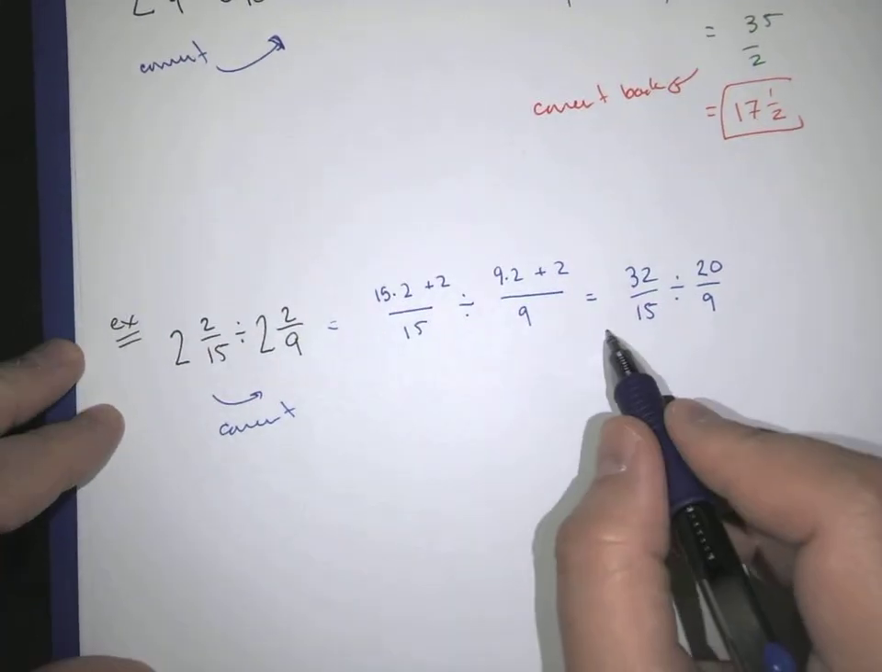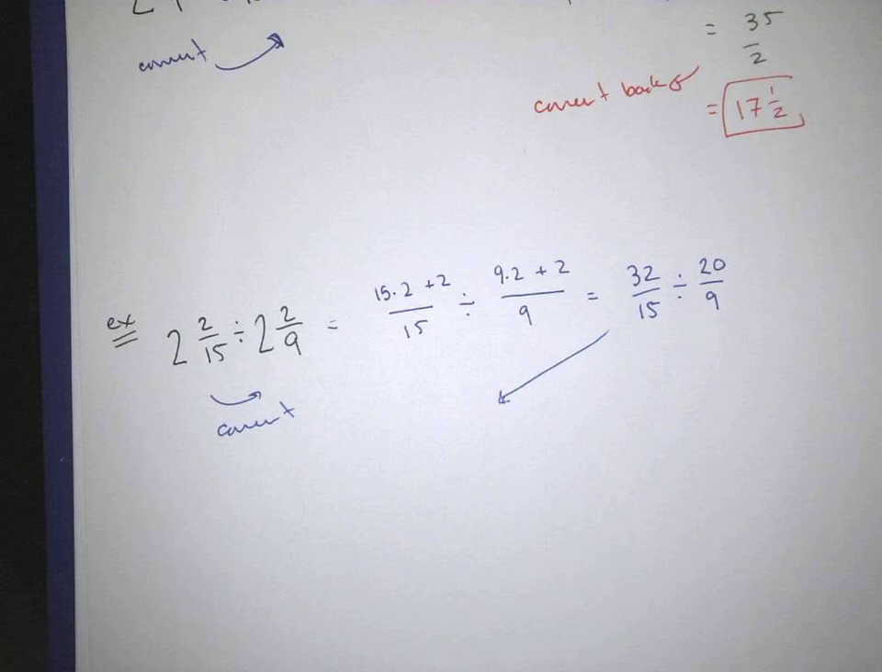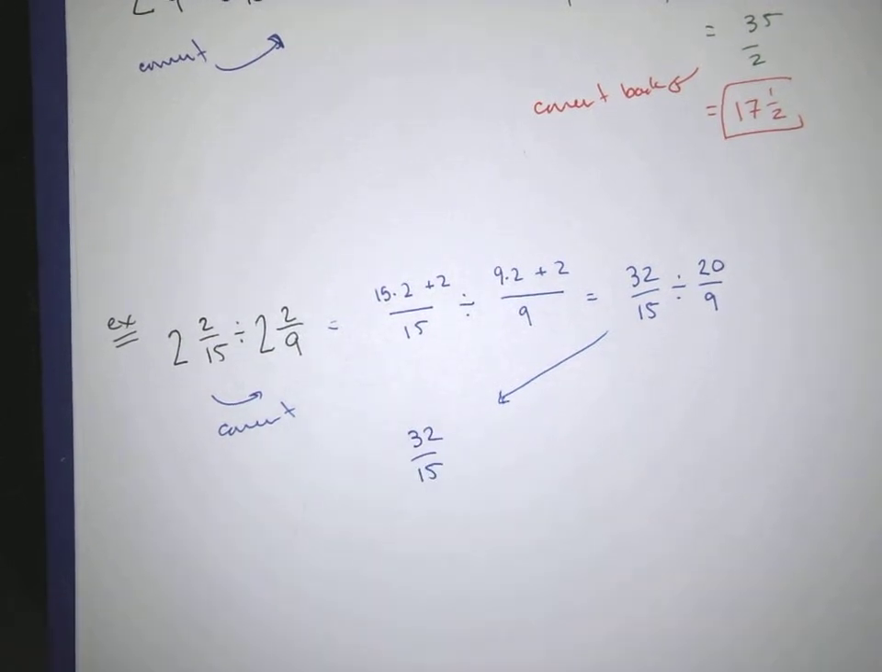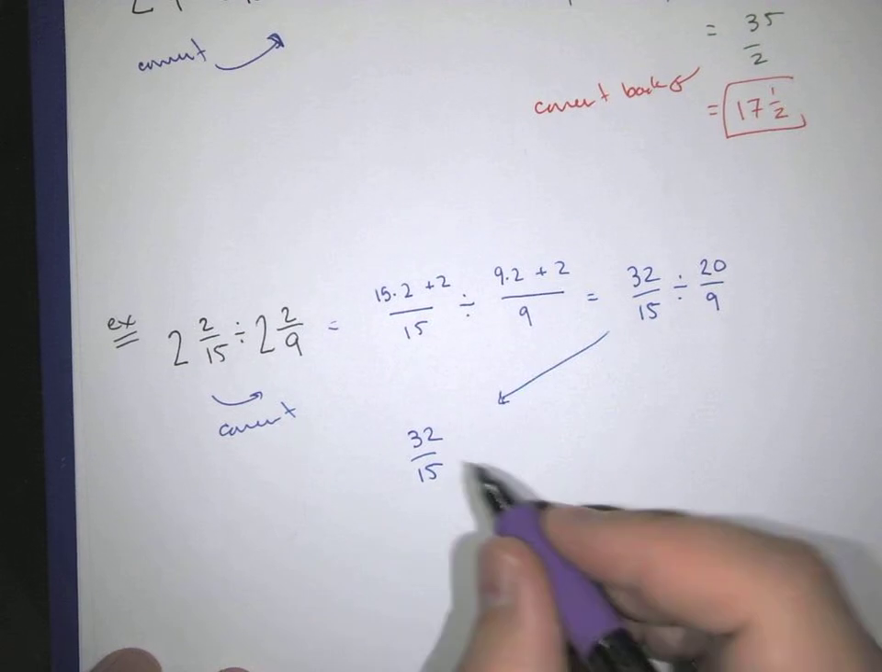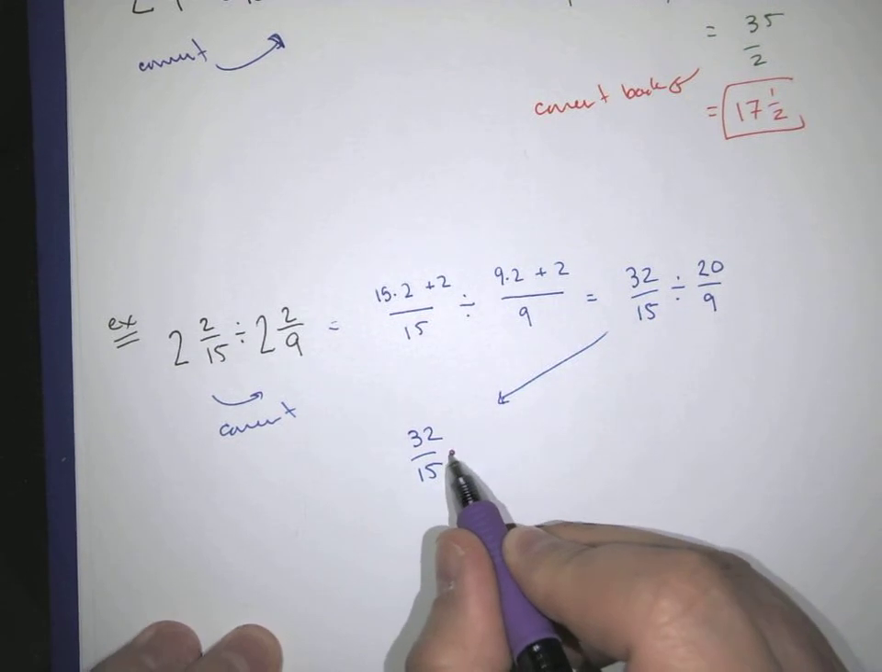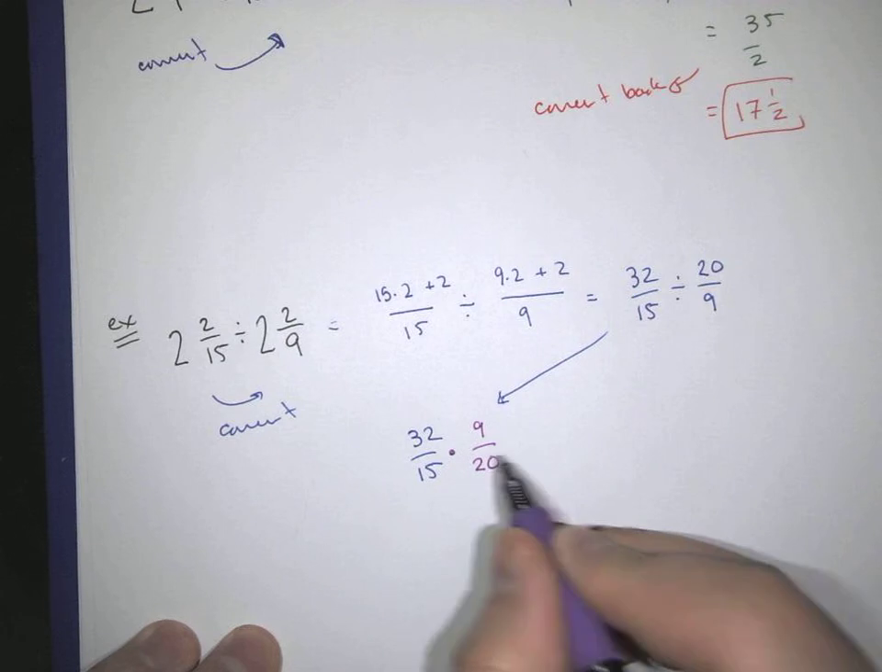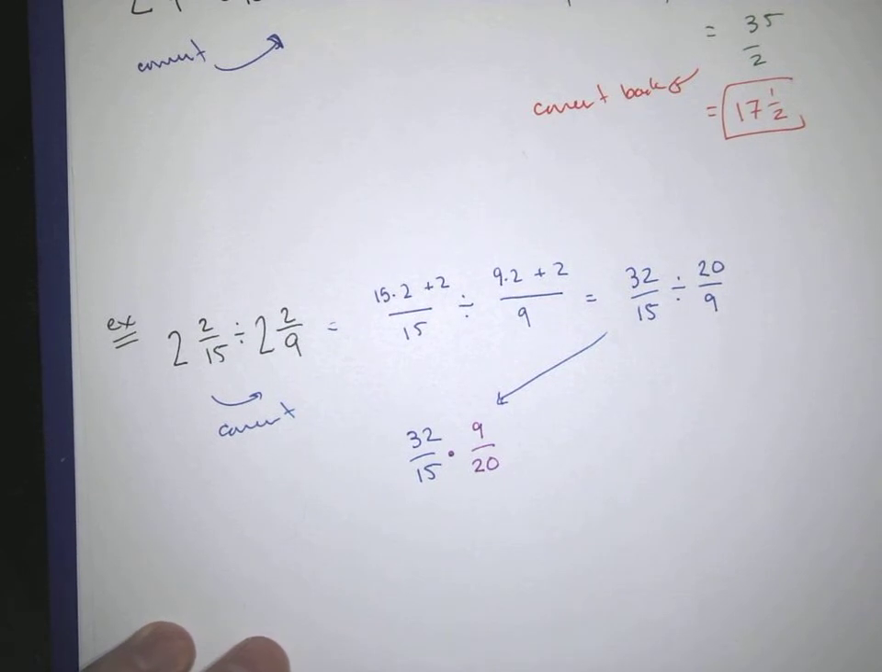Whenever we have fraction division, what we'll do is keep that first fraction the same, but then change from division to multiplication, and then do the reciprocal. We'll flip that second fraction. So this 32 over 15 times 9 over 20 is what we're going to end up with.